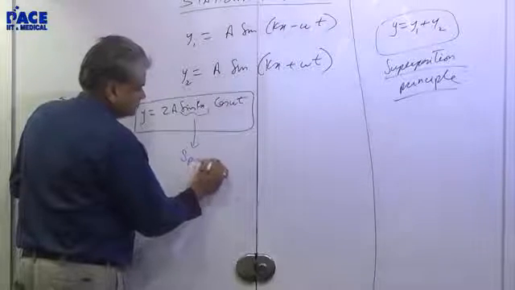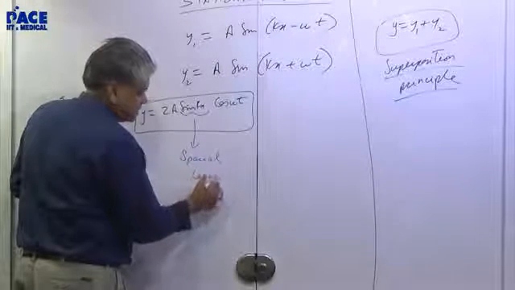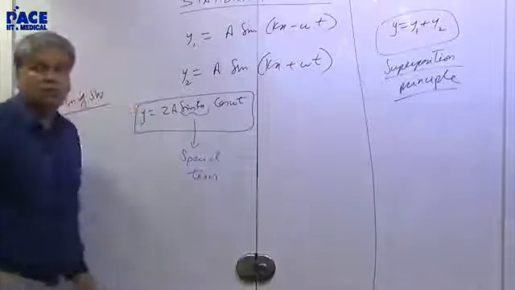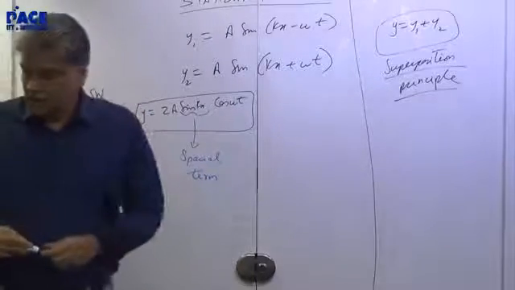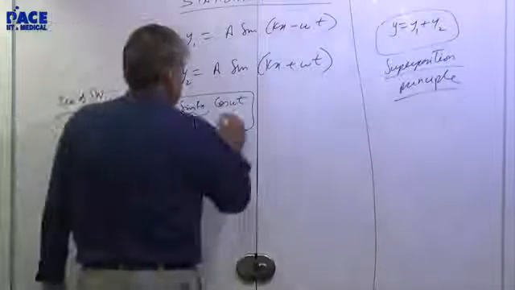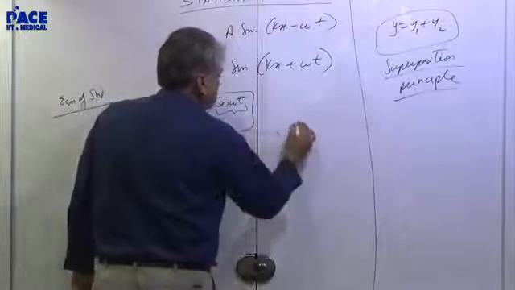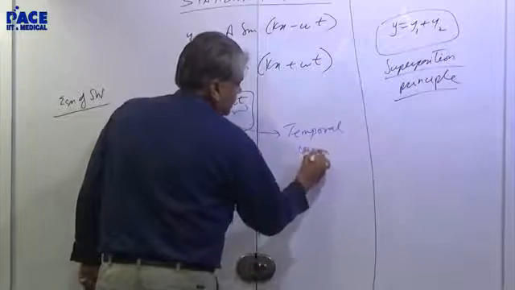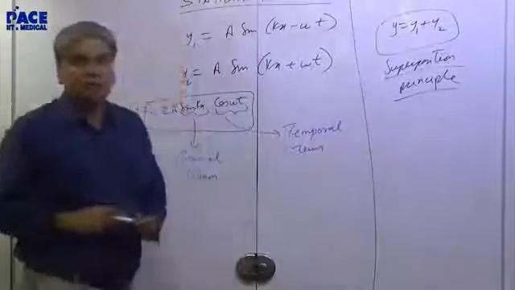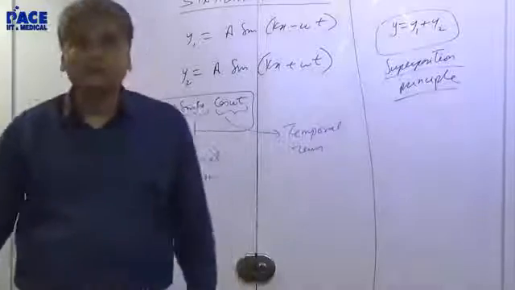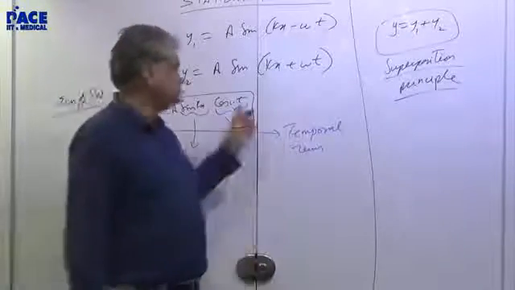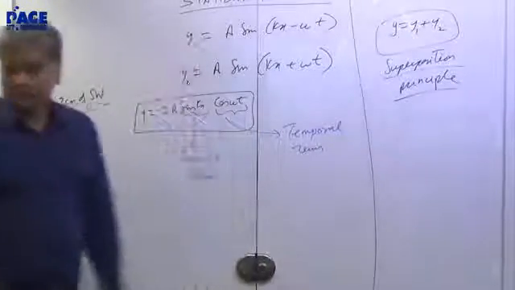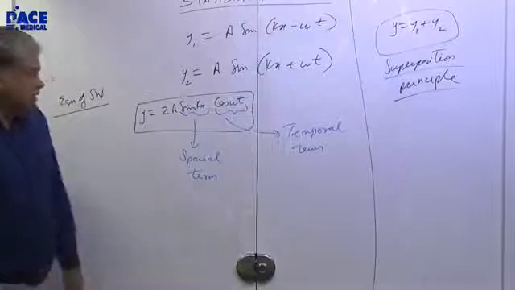spatial term. Not a special term, it is a spatial term, something to do with the space coordinate. And the other part is called the temporal term. The word temporary means something for a short time. Temporal is to do with time. It is a time term. Is it okay?